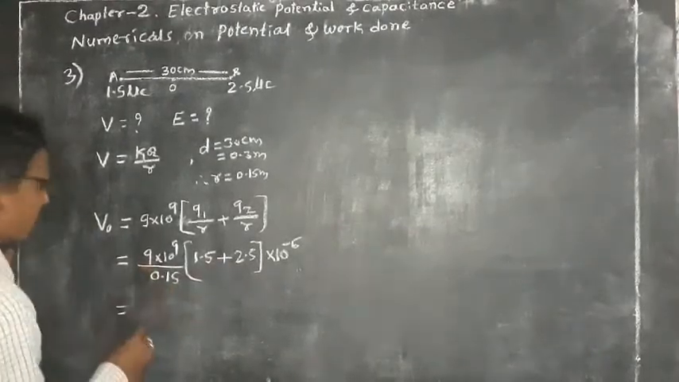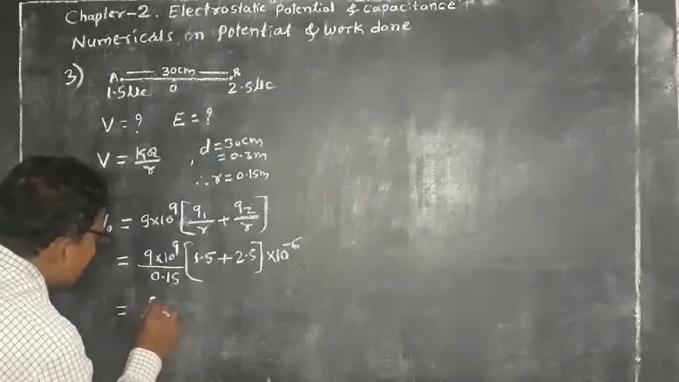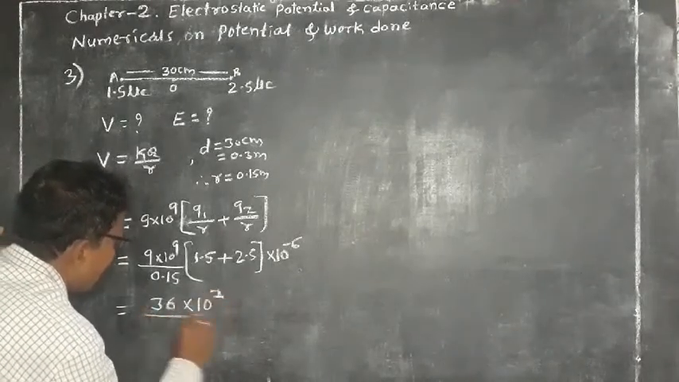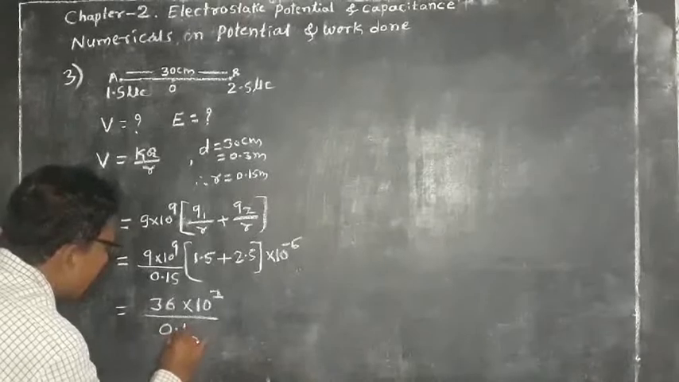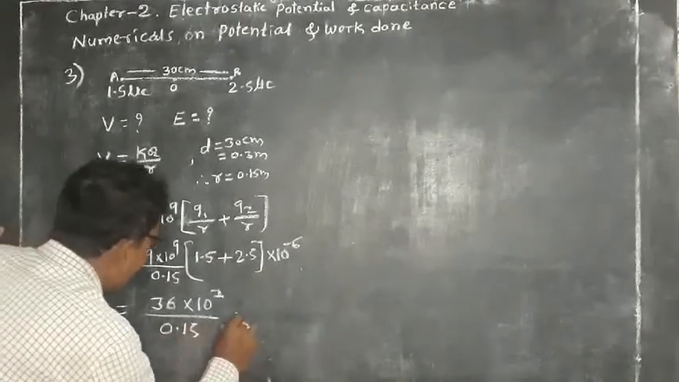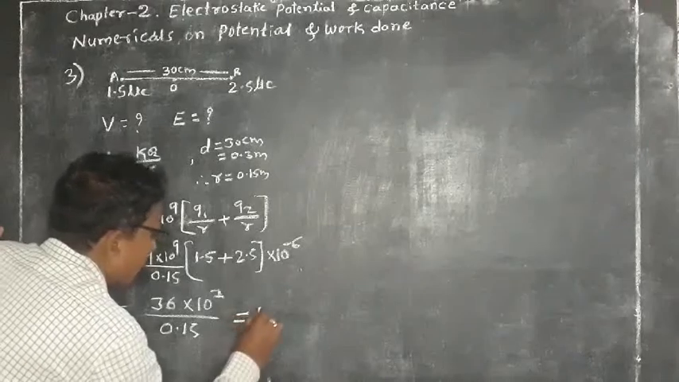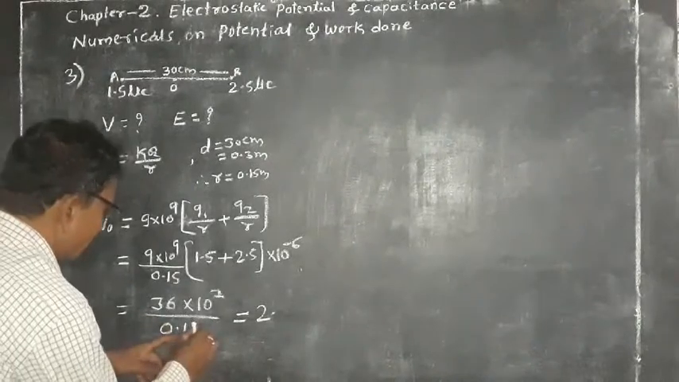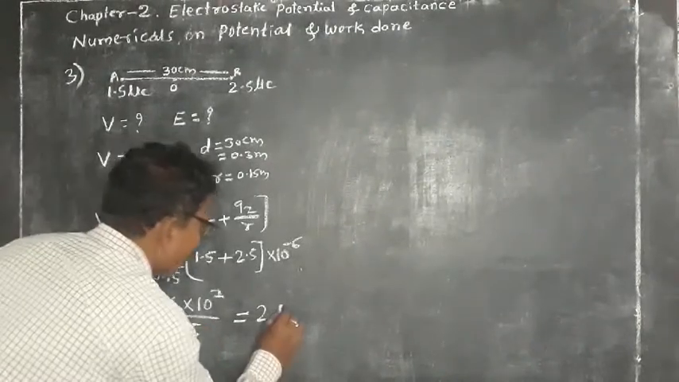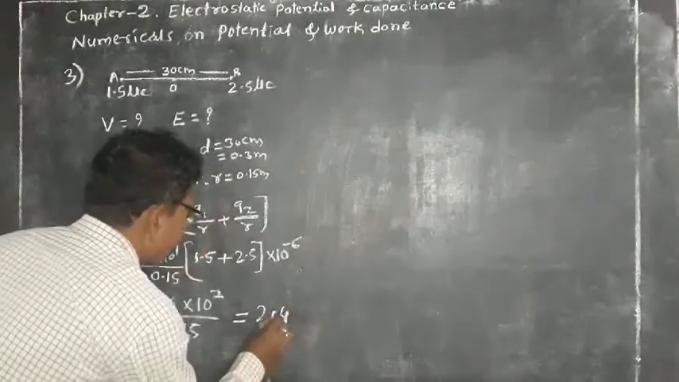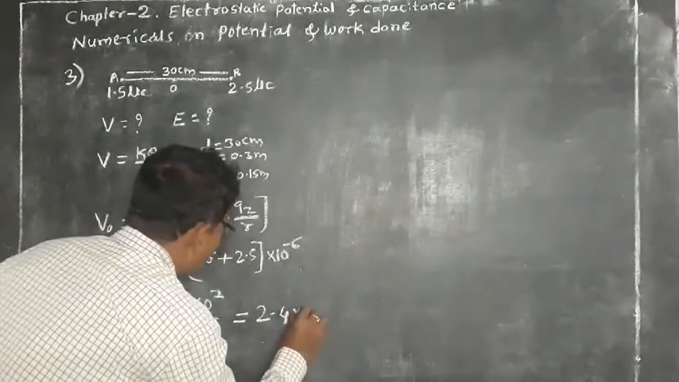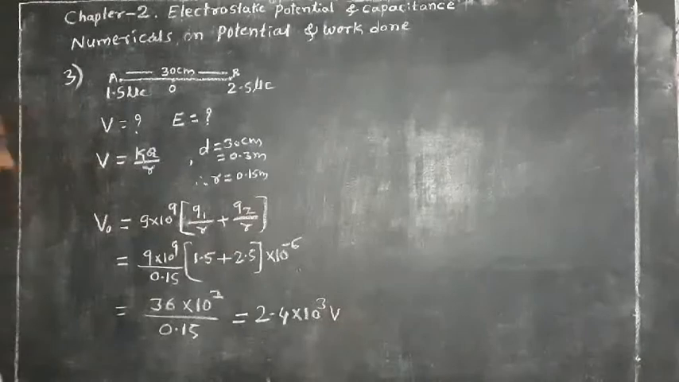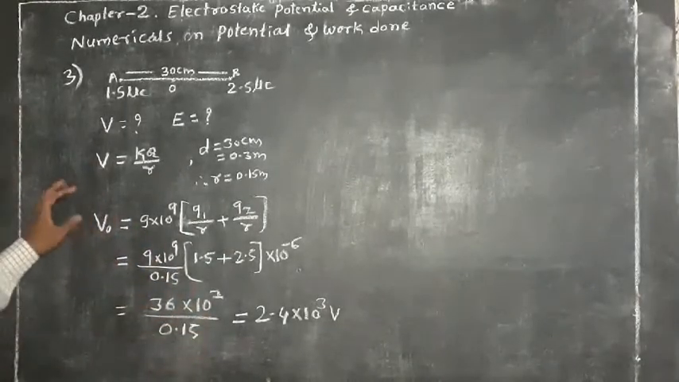4 into 9, 36, into 10 to the power 3 upon 0.15, and that is equal to 2.4 into 10 to the power 5 volt. Volt is the unit of potential.